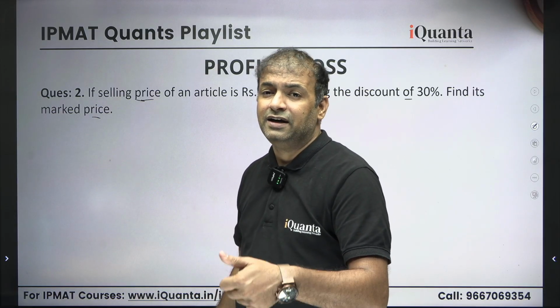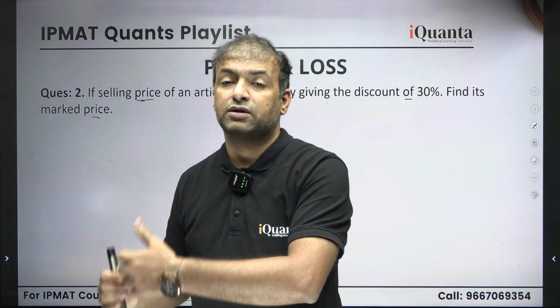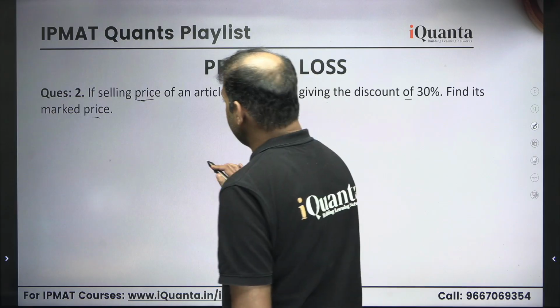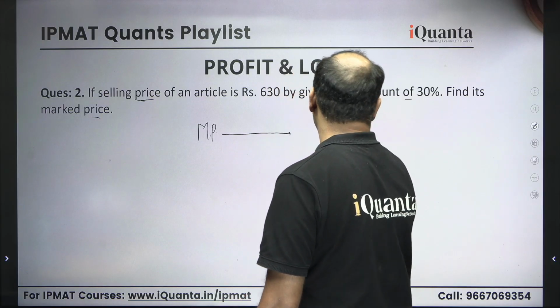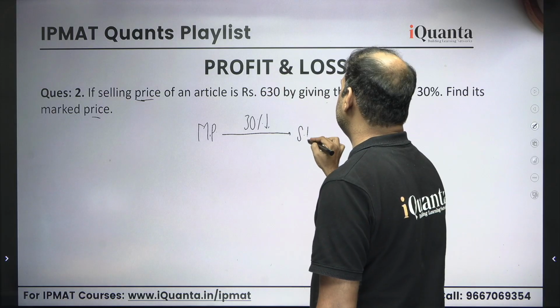How do we do that? Again, we have to find an initial value, and whenever we have to find the initial value, the best way of solving can be the multiplication factor. So let's solve this with the multiplication factor. Marked price is the initial value, discount 30% is percentage decrease, and selling price is the final value which we have.